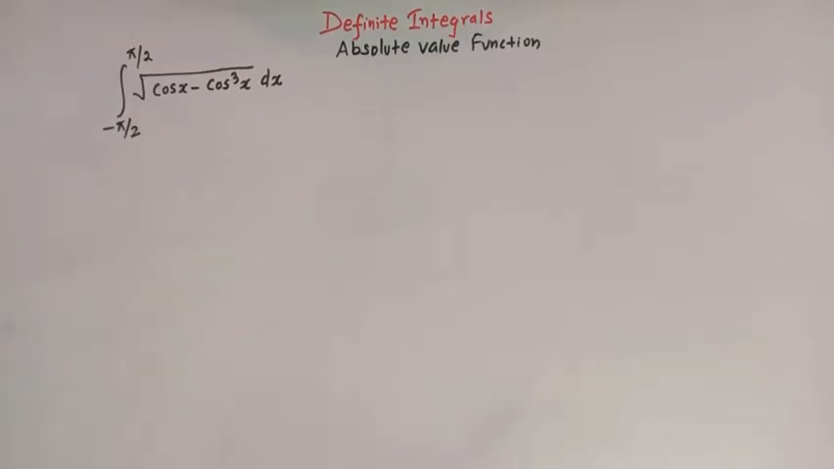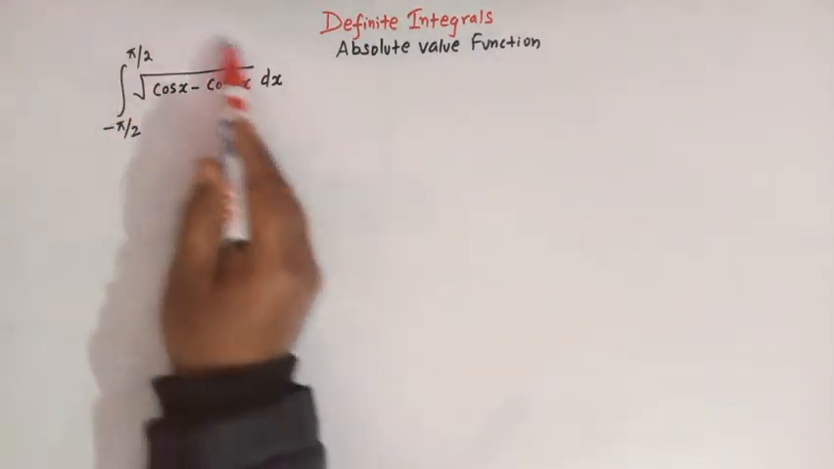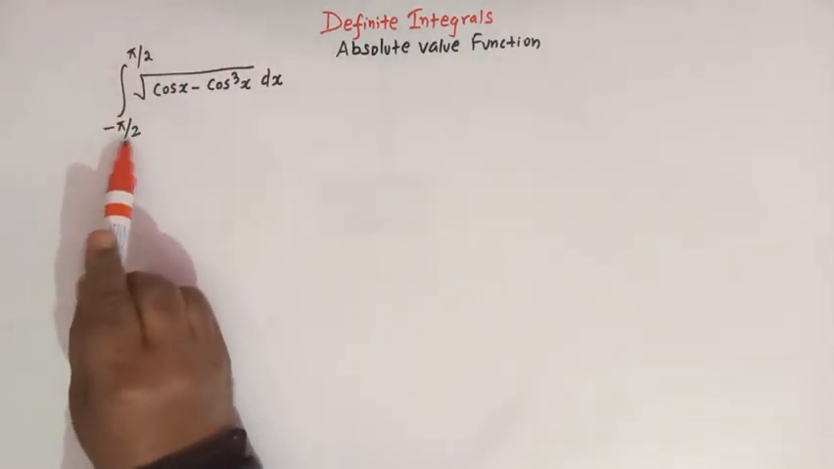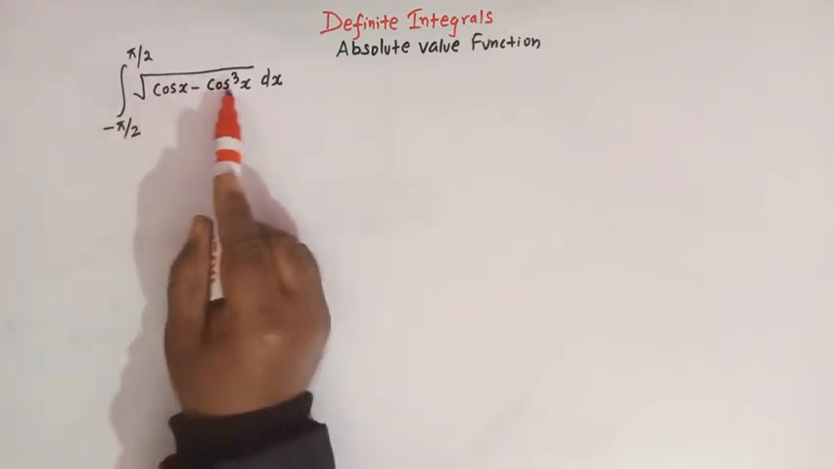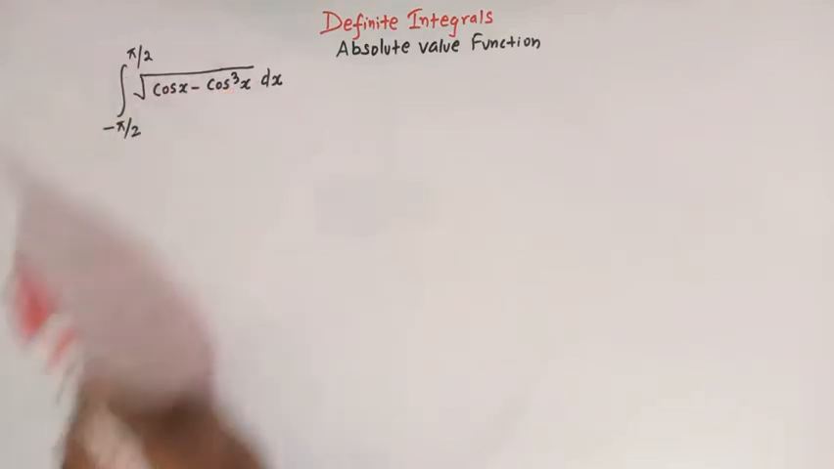Hello viewers, in today's class we are going to discuss yet another important problem from definite integrals. Here we have to evaluate this integral from minus pi by 2 to pi by 2 of square root of cos x minus cos cube x dx.